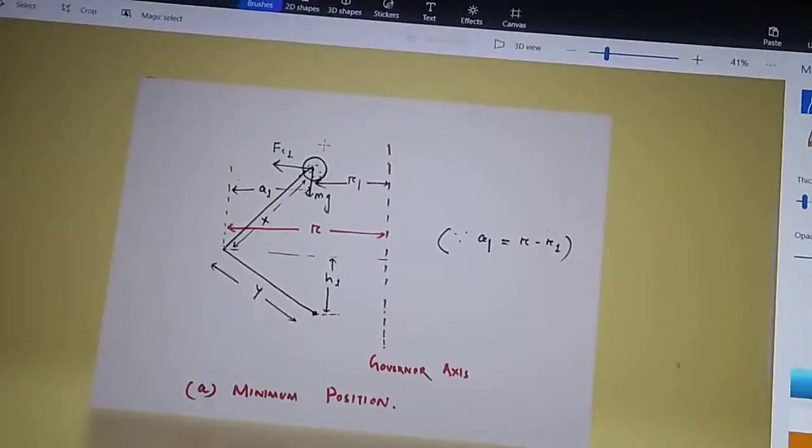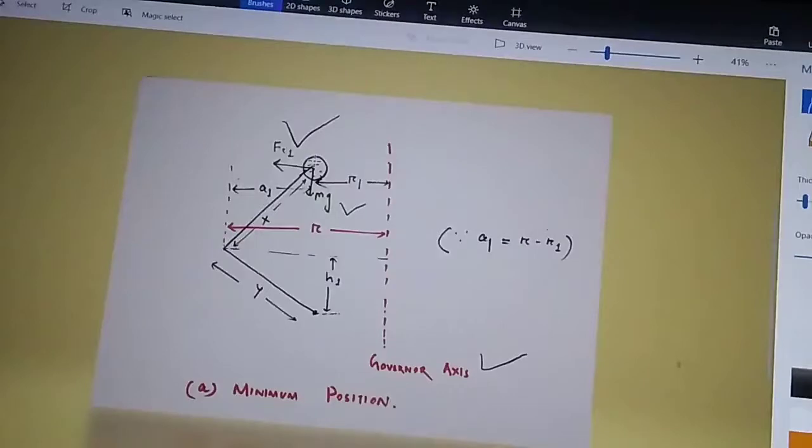So here we have some variables: h1, y, x, a1, Fc1, mg, r1. So let us see what these variables are. Fc1 is the centrifugal force acting on the fly ball. This is due to the rotation of this fly ball about this governor axis. Clear? Now this small mg is the force or weight of the fly ball.